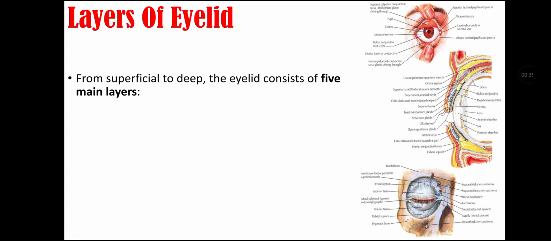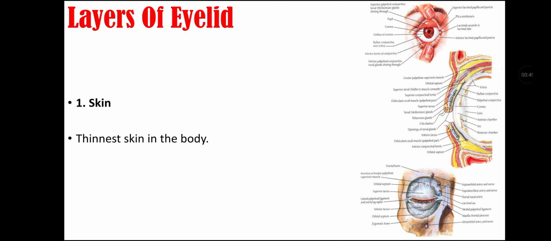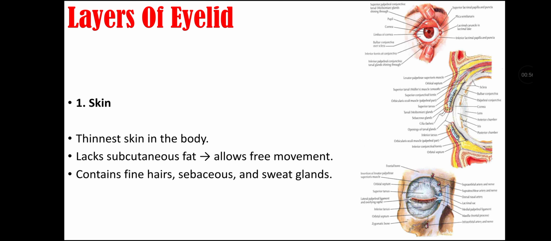Layers of eyelid. From superficial to deep, the eyelid consists of five main layers. They include skin, subcutaneous tissue, muscle layer, fibrous layer, that is also called as tarsal plate, and conjunctiva. So first layer of eyelid is skin. It is thinnest skin in the body. It lacks subcutaneous fat that allow free movement. It contains fine hairs, sebaceous glands, and sweat glands.